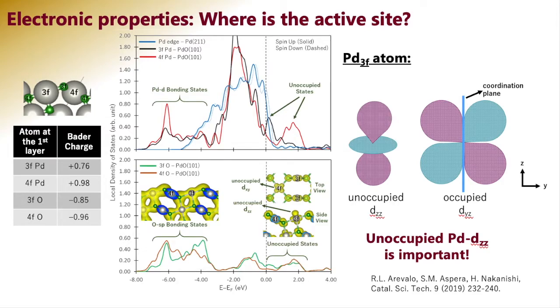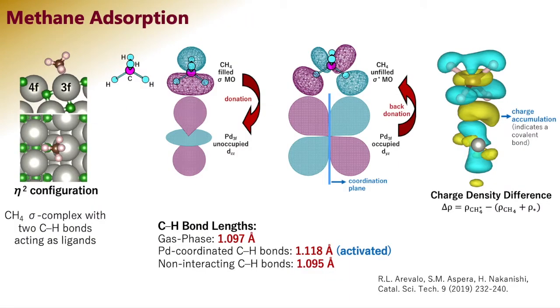As the palladium atoms in the palladium oxide are oxidized, they have higher affinities for electron donation from the adsorbate and reduced tendencies for back donation. By its spatial distribution, the palladium 3F atom dz2 state can facilitate the electron donation, resulting in the greater reactivity of the palladium 3F atom compared to the palladium 4F atom. Let us look at how the palladium oxide 101 surface activates methane.